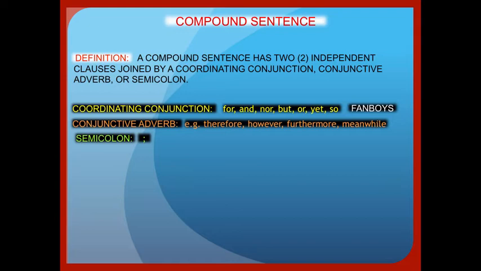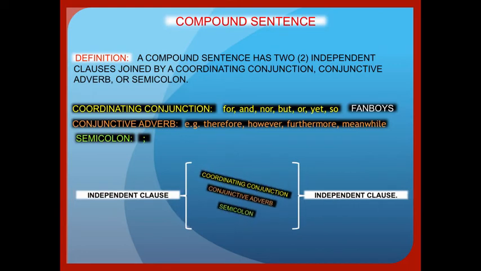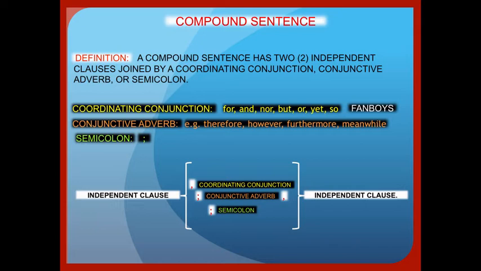The dominant punctuation for compound sentences is to use a comma before the coordinating conjunction, a semicolon before a conjunctive adverb, followed by a comma, and obviously a semicolon is the only punctuation to connect closely related sentences.